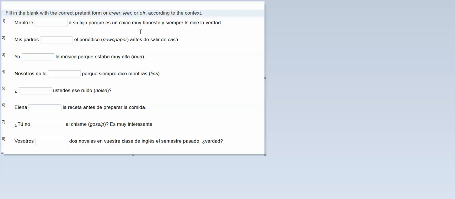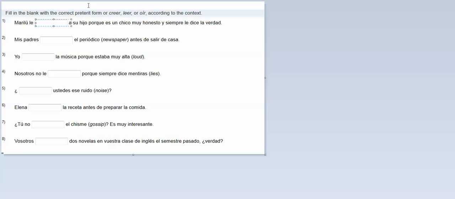Okay, so I'll do just a couple of these really quickly, just so you have a few more examples, but I'm not going to do them all. Here you're choosing between creer is believe, leer is to read, and oír is to hear, and all of these are those in which the third person you would end up changing your I to a Y. So, Marilú le blank a su hijo porque es un chico muy honesto y siempre le dice la verdad.